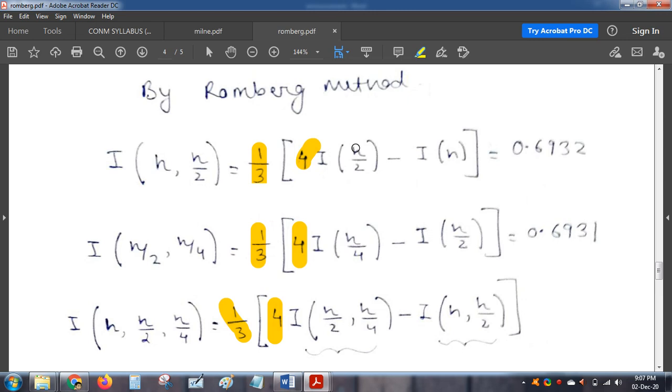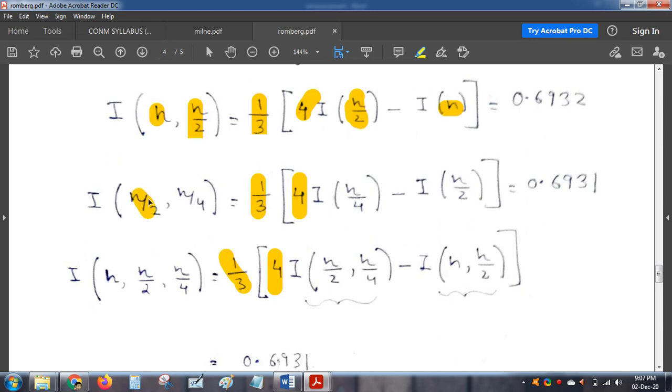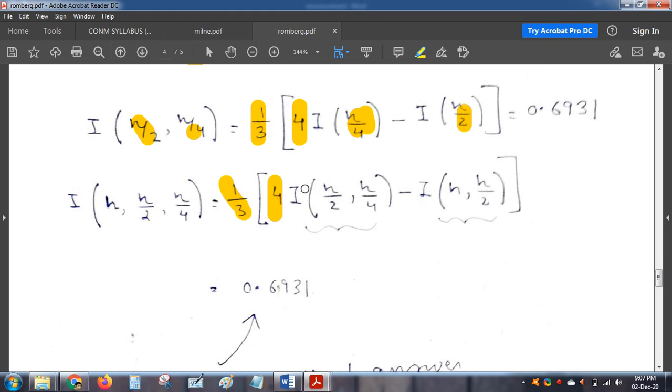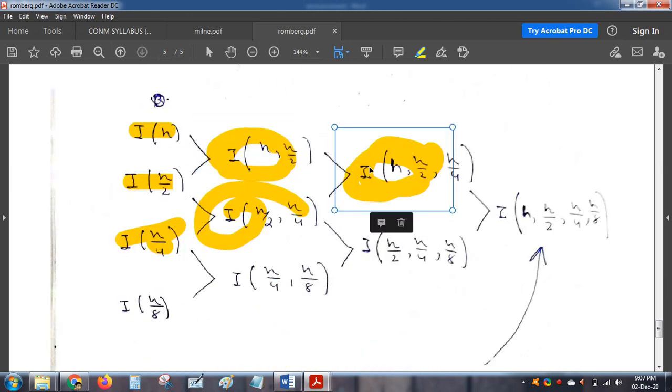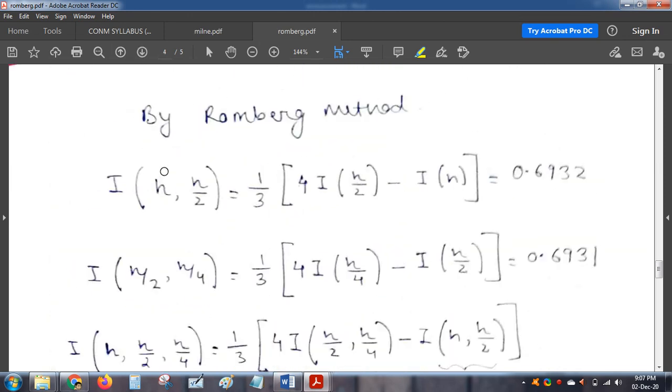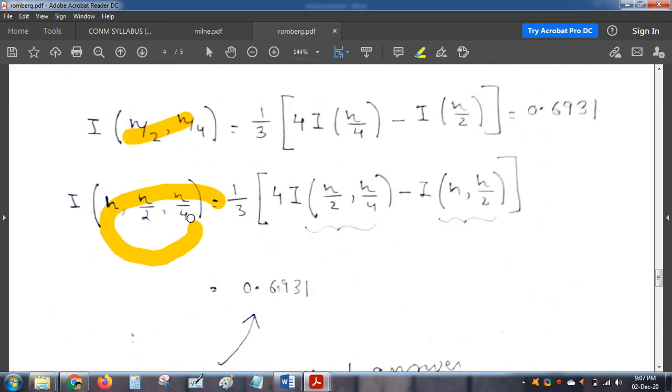And then between these I's, what will be the value? That depends upon what is present over here. So h by 2 is over here, h is over here. Similarly, since h by 2 is over here, as h was over here, so just go through this formula, you will see there is a pattern. And as I have shown to you, you will be calculating this, and this will be your final answer.